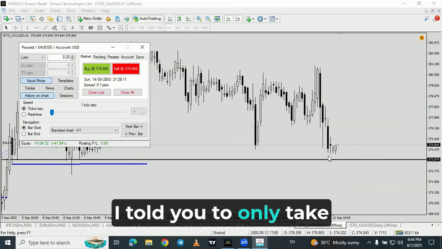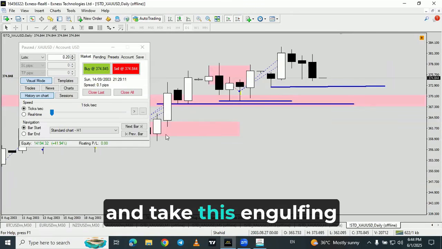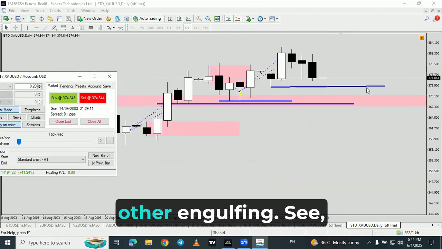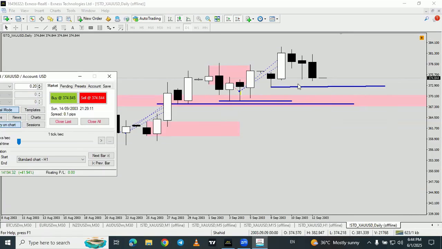I told you to only take daily engulfing, and take this engulfing that I've marked here. Take this engulfing like this one, and you can't take any other engulfing. See, it won't work here.